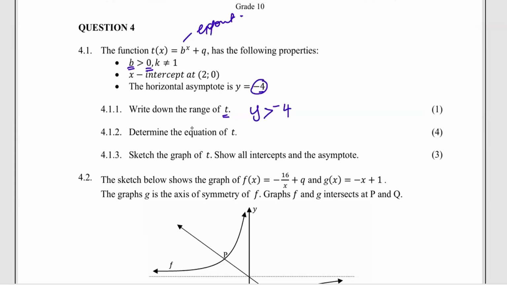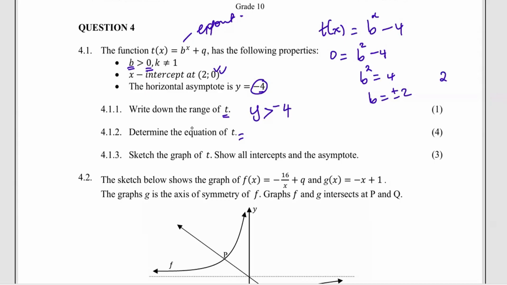Let me try to, okay, they want us to write the equation of t anyway for the second part. So if I try to do the substitution, okay, it's going to be b to the x minus 4. Then let's use this point here. For y, we put a 0, and then for x, we're going to put a 2. This is minus 4. I move the 4 that side, meaning that b squared is a 4. Find the square root. So b can be plus or minus 2. Okay, since they told us that b is greater than 0, we're going to look at a positive. So it's going to be a positive 2 to the x minus 4. This is the equation that they want.